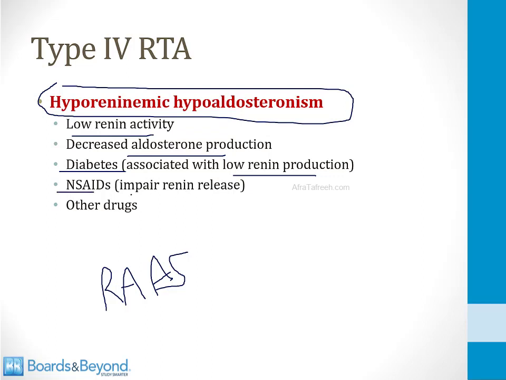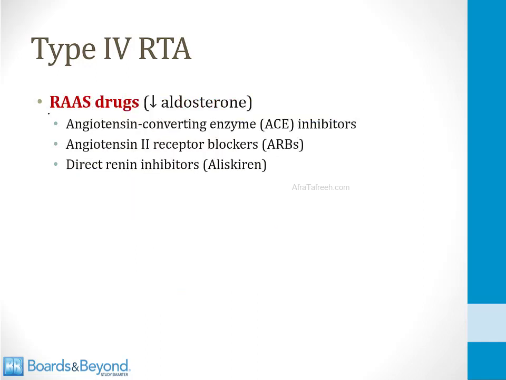NSAIDs are also known to impair renin release, so patients taking lots of NSAIDs can develop a type 4 RTA. And then there are a number of other drugs. You can read about these, but they're all associated with type 4 RTA, meaning that they lead to hyperkalemia and low serum bicarb.